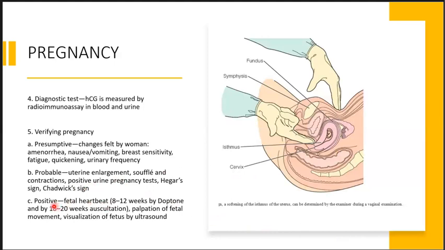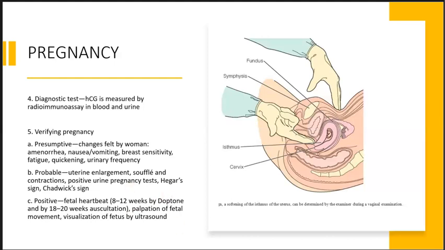And then we also have the positive signs, undisputable signs. For example, these are your fetal heartbeats. You can use a Doppler to hear the fetal heartbeat. So you can use a Doppler between 8 to 12 weeks. We can use auscultation and hear the fetal heart tone between 18 to 20 weeks. So this is a definite sign of pregnancy if you can hear those fetal heartbeats. Again, palpation of fetal movements. You can actually feel for fetal movement. That's a positive sign of pregnancy. Finally, visualization of the fetus by ultrasound. You can see it, so it's there. That's a positive sign of pregnancy.